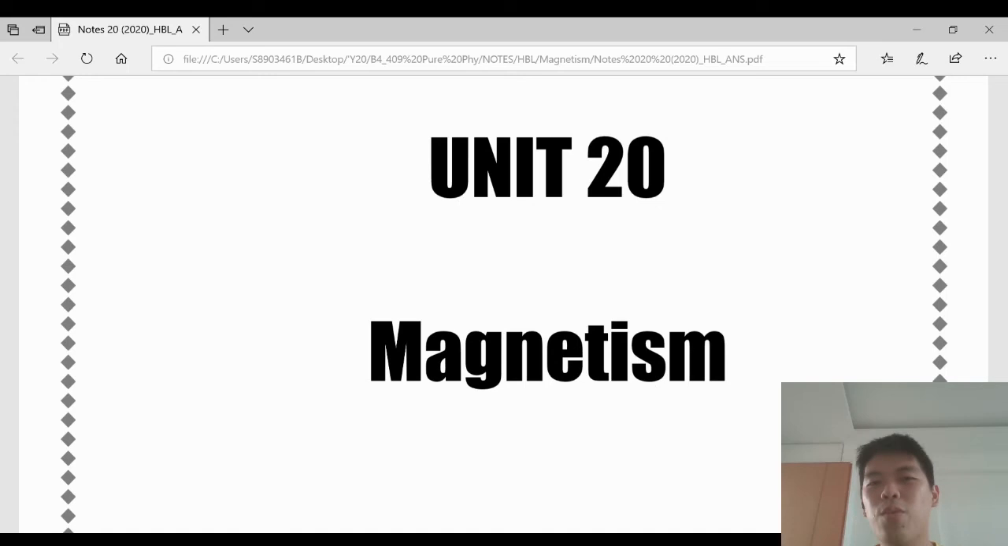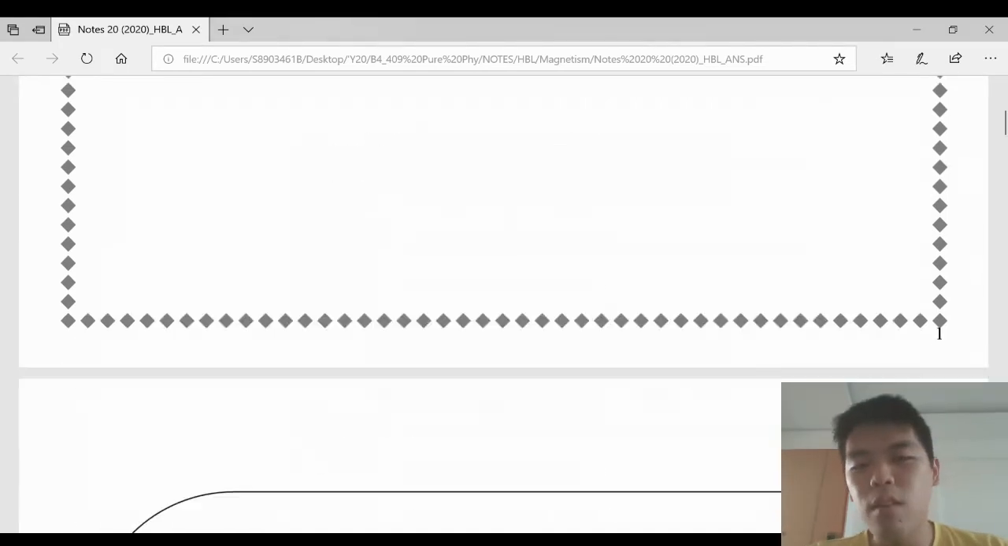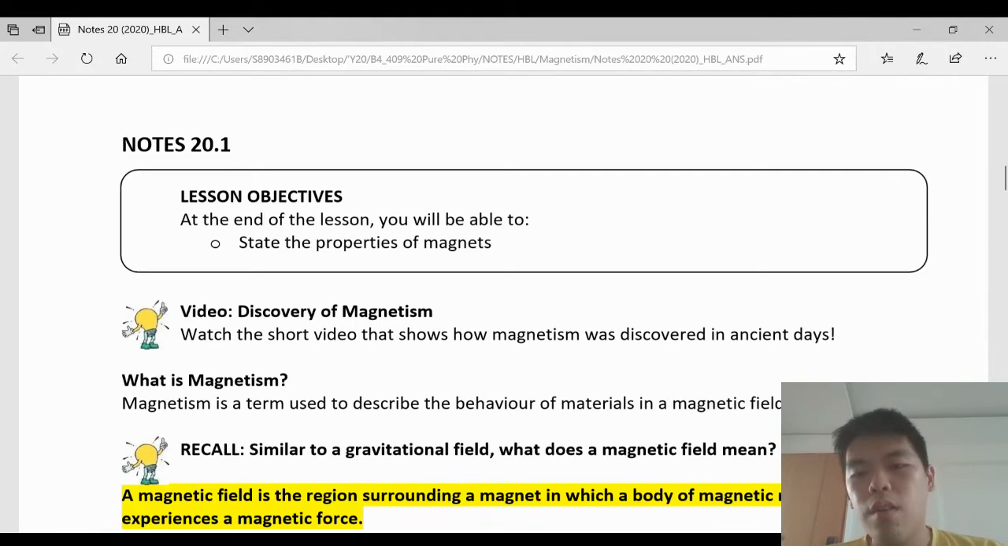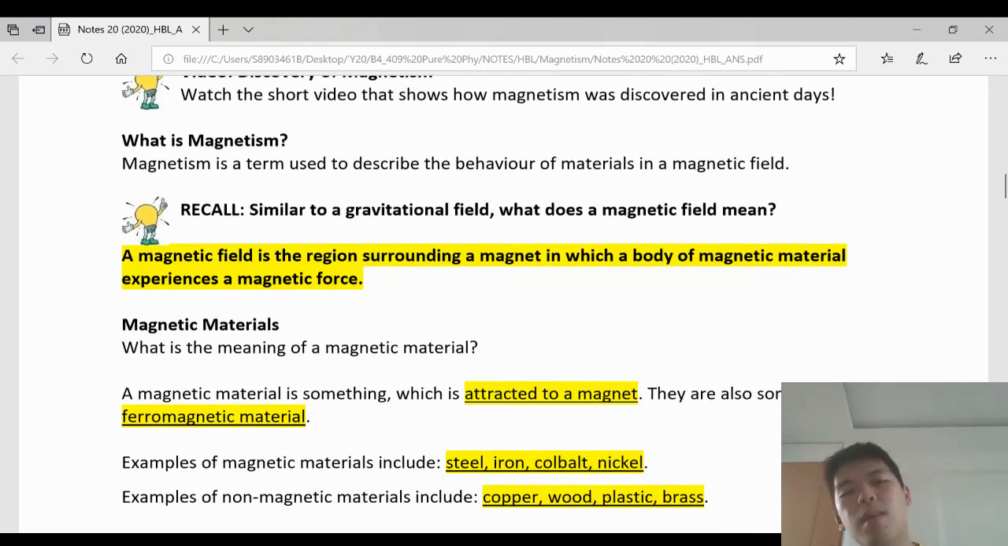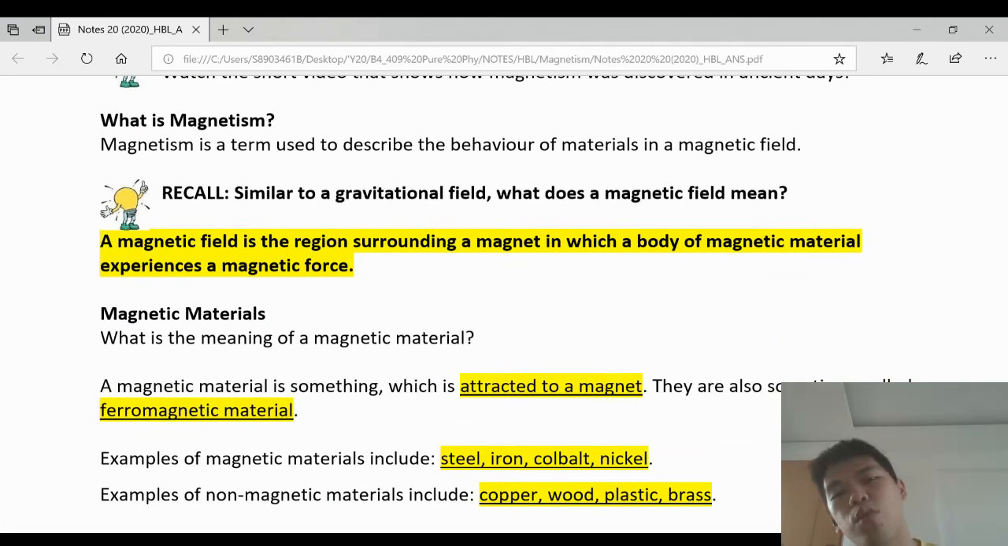Alright, good morning. Today we'll start on the topic of magnetism, and there are a few parts to this, so let's begin. For magnetism itself, we would like to understand the first part, the properties of magnets. Magnetism is a term we use to describe the behavior of materials in a magnetic field.